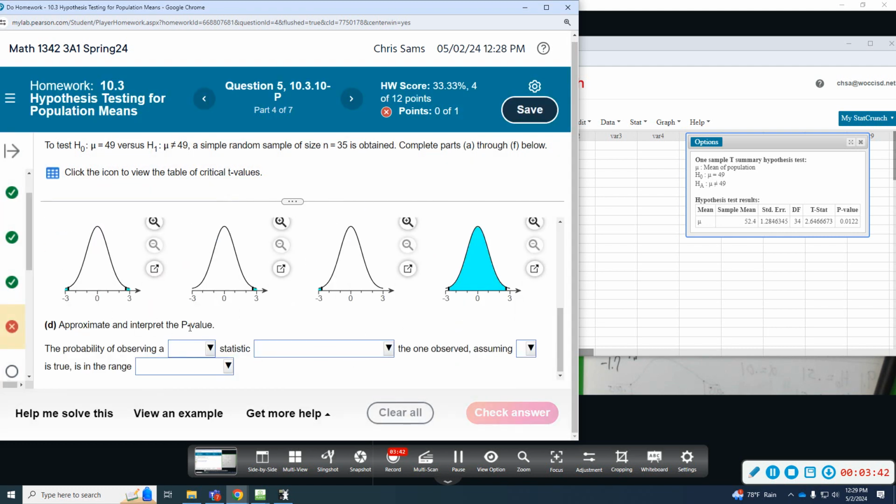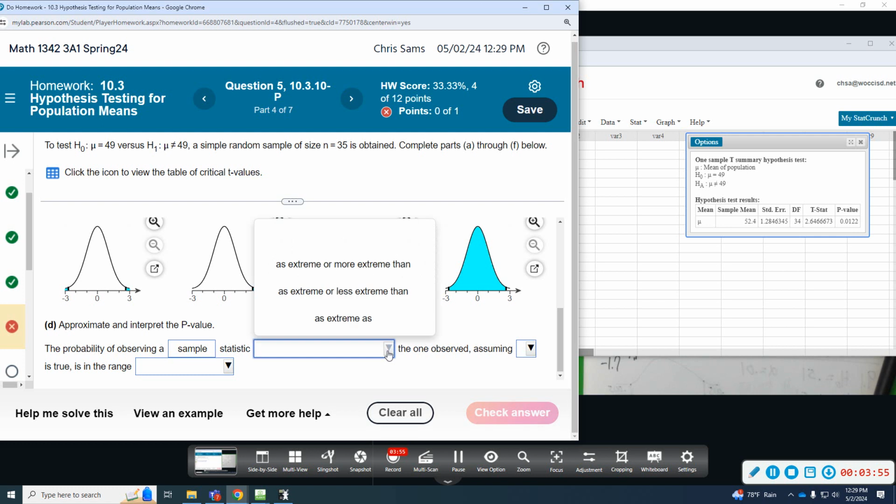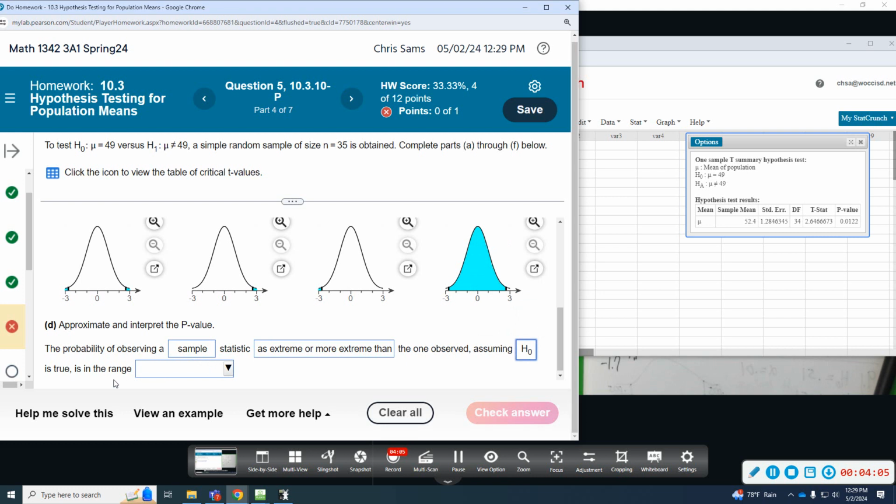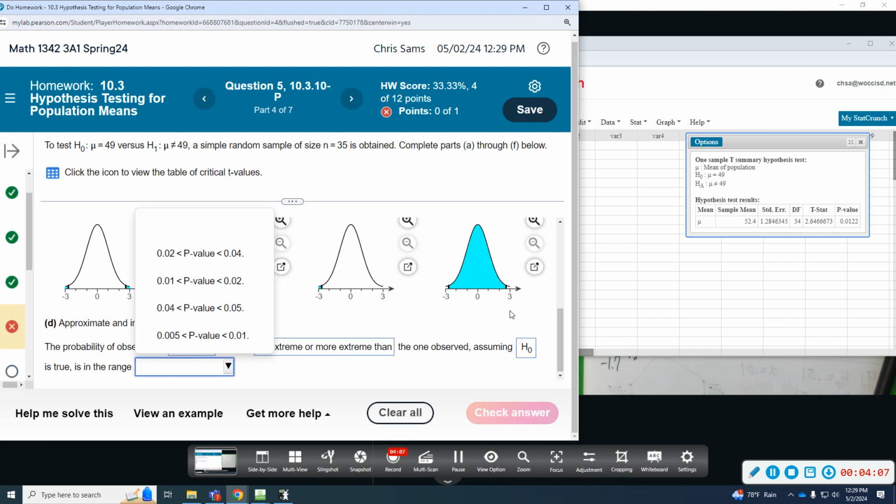We're going to approximate the p-value. So the p-value here is giving us 0.01, so a little bit more than 1%. So observing a sample statistic as extreme or more extreme than the one observed, assuming that the null is true, this is just from the definition of p-value. So the p-value is between 0.01 and 0.02.